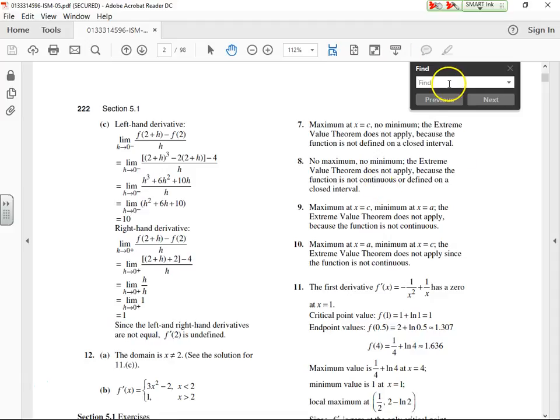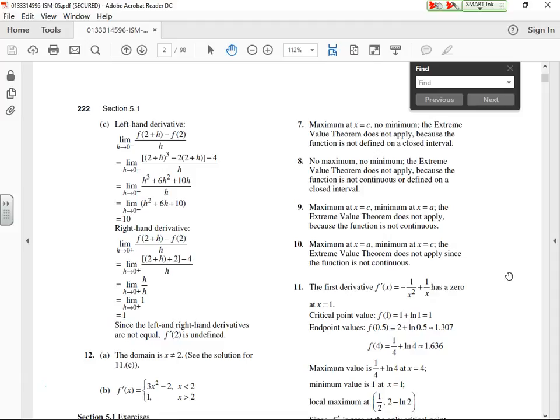Next one, number 14? Check 9? Max at C and then min at A? Uh-huh. Okay, so on that one, what was your graph? I don't have that memorized.